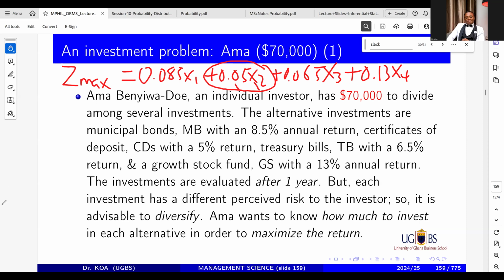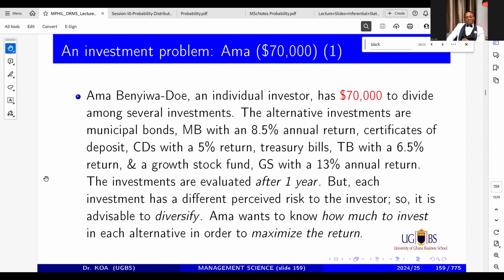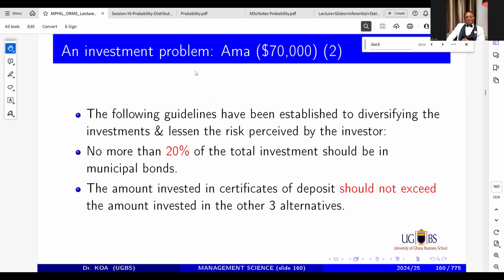Now that you have formulated the objective function, let's go to the constraints. Constraint number 1 says that no more than 20% of the total investment should be in municipal bonds. Municipal bonds is X1. If you don't take care, you will not be able to formulate this well. Once you have a percentage here, use that. Who can remind us of the total investment? What is the total investment? 70K. So now you have to calculate 20% of the total investment, because that's what it's saying here. What is 20% of the total investment?